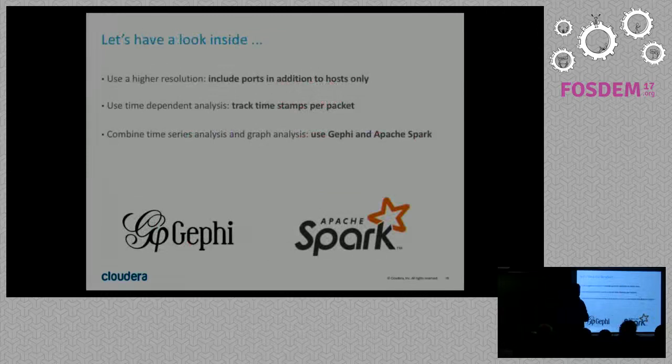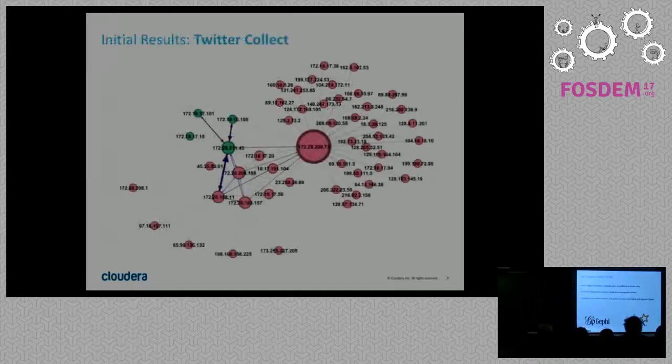We must look into more details. This means we add port information, not only host information as we did in the very first analysis results. Next thing, we add a timestamp. We track the time-dependent graph, not as a snapshot for the whole period. We look into little time slices and make this whole thing more dynamic.